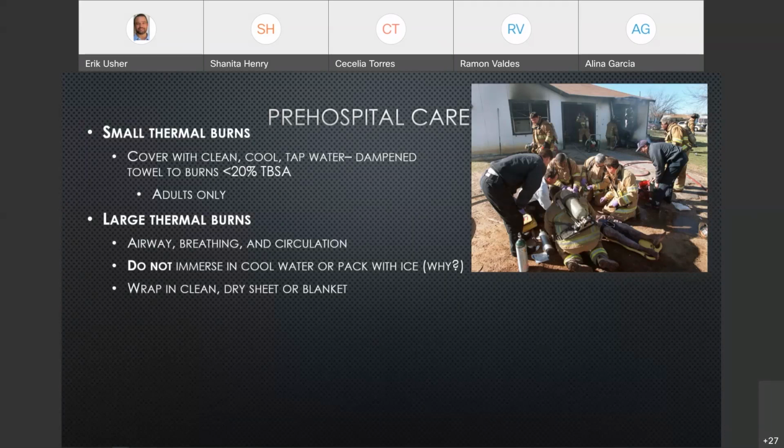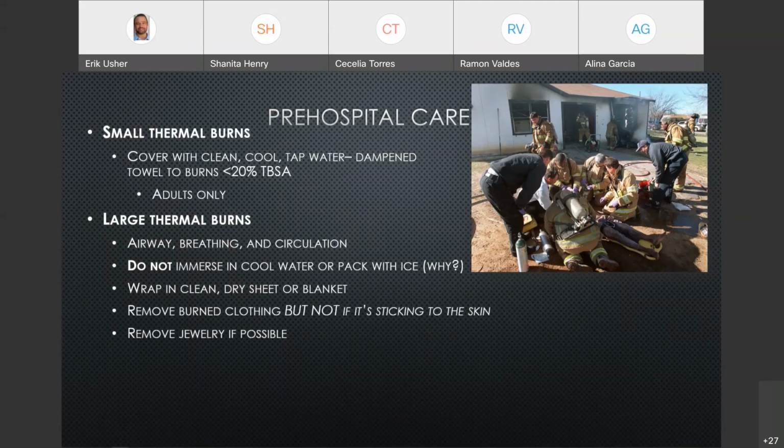But we just put them in a clean, dry sheet or blanket. We remove burned clothing, but only if it's not sticking to the skin. You don't want to peel their skin off with it. This is a huge one: remove jewelry if possible. Early intervention here. This is like the early intubation if we're worried about airway.